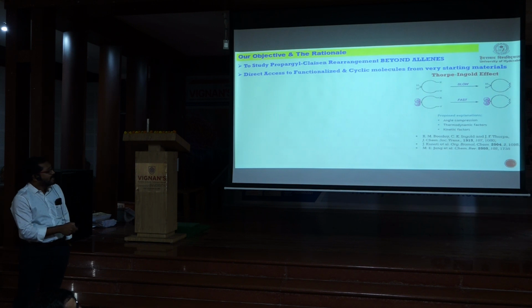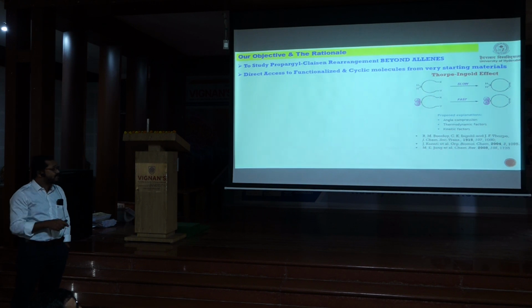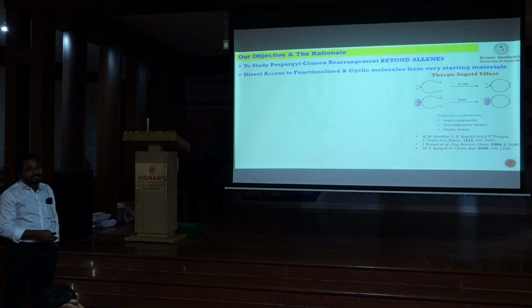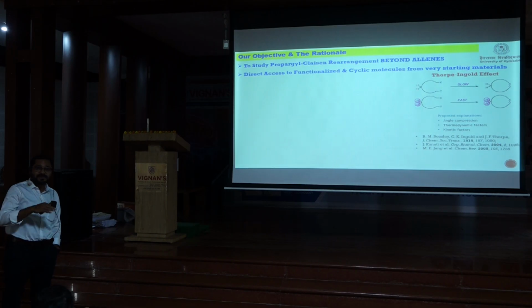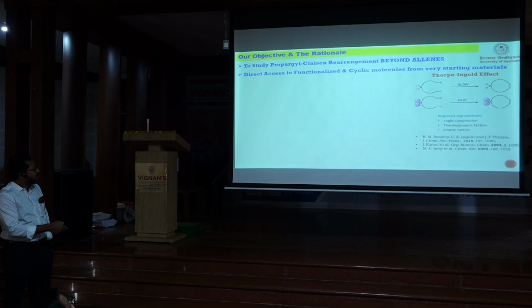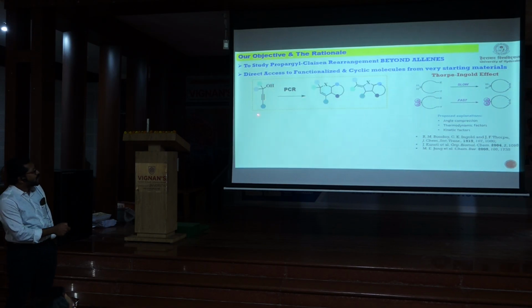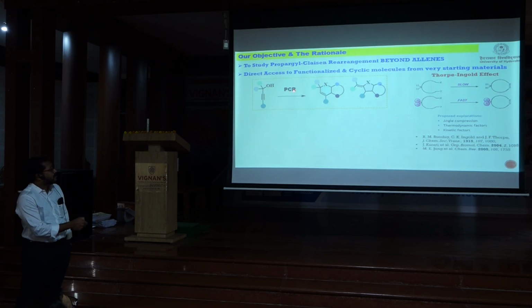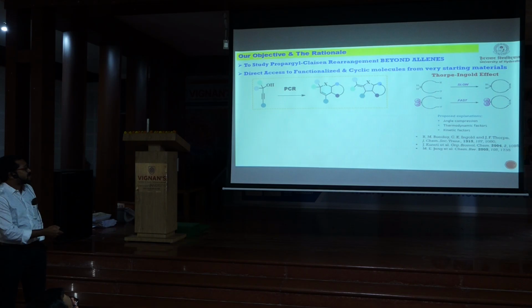Therefore, we don't want to start with propargyl alcohols either, because the Thorpe-Ingold effect suggests that if we have a gem-disubstitution, the cyclizations are much faster than in unsubstituted systems. Therefore, we chose a propargyl alcohol of this type where you have gem-disubstitution, and then we subject this system to propargyl-Claisen rearrangement to get the cyclization reactions as shown.